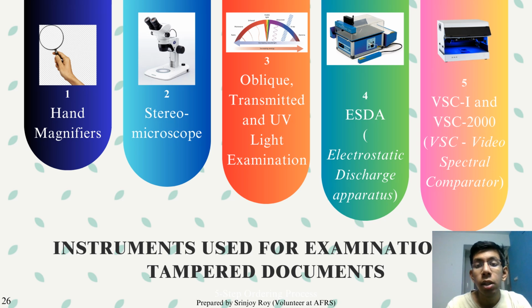The fourth is the electrostatic discharge apparatus, where the paper is put in an electric gradient, where the charge settles on portions which do not have the depressions, and then a toner is applied. Using the toner and the electric charge, you can easily find out whatever was previously written. And the last is VSC1 and VSC2000, which is the video spectral comparator. It helps in deciphering or detecting forgery in a document.